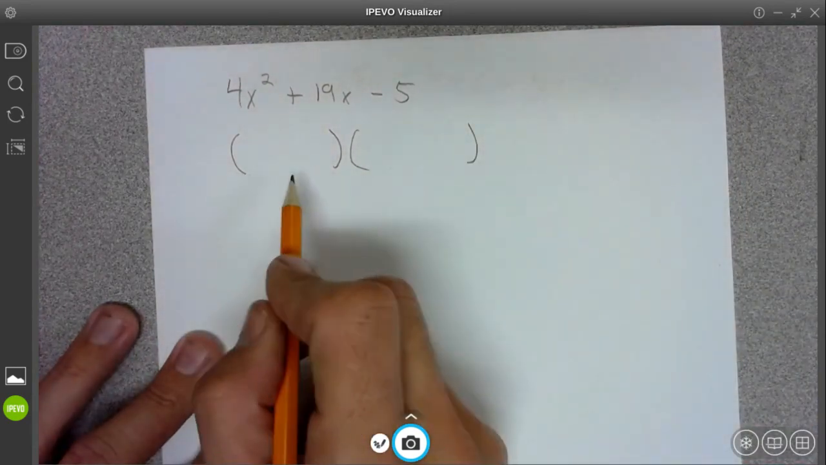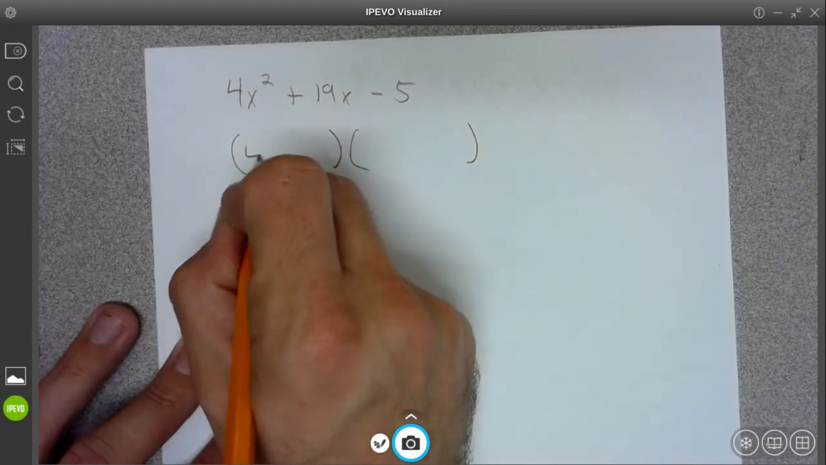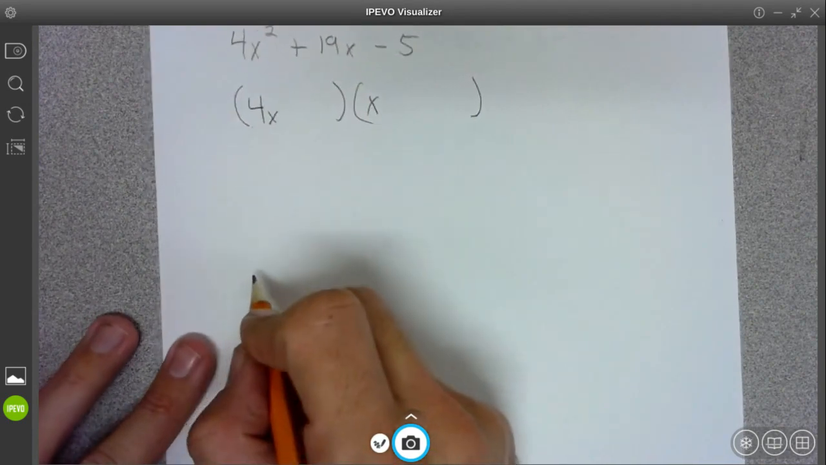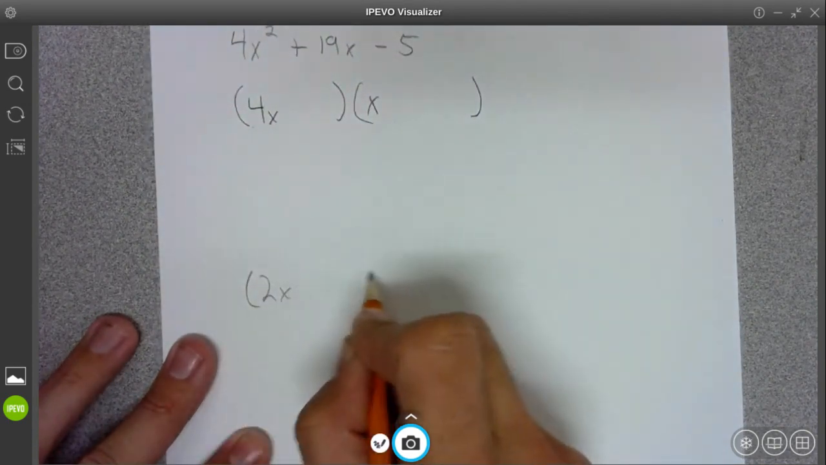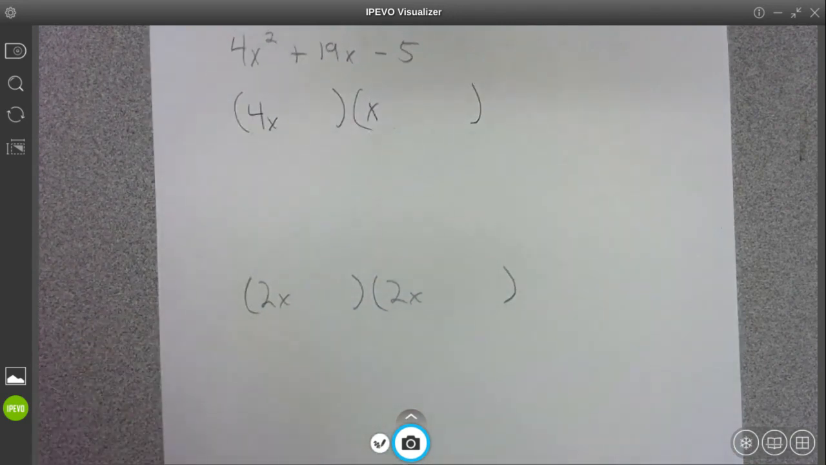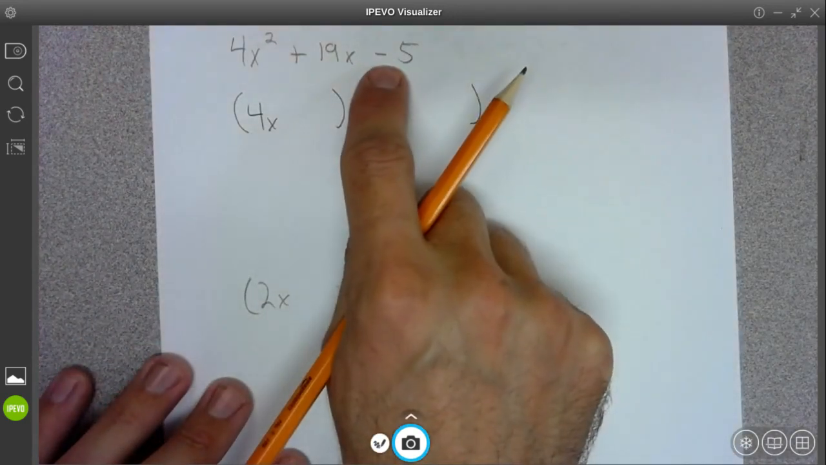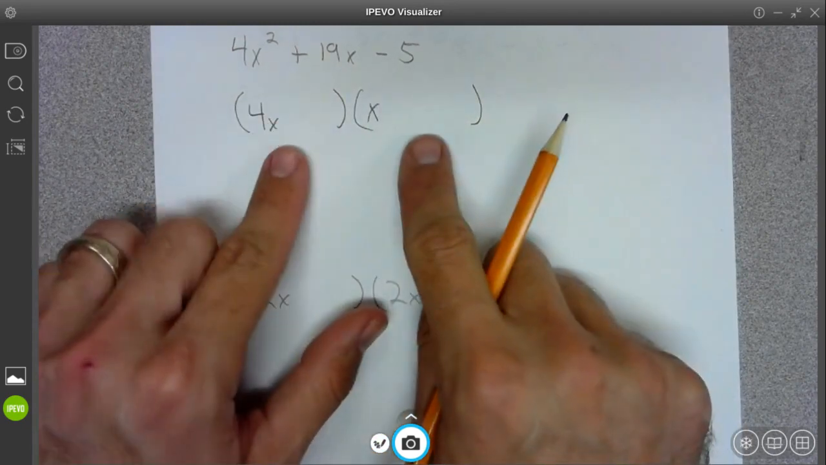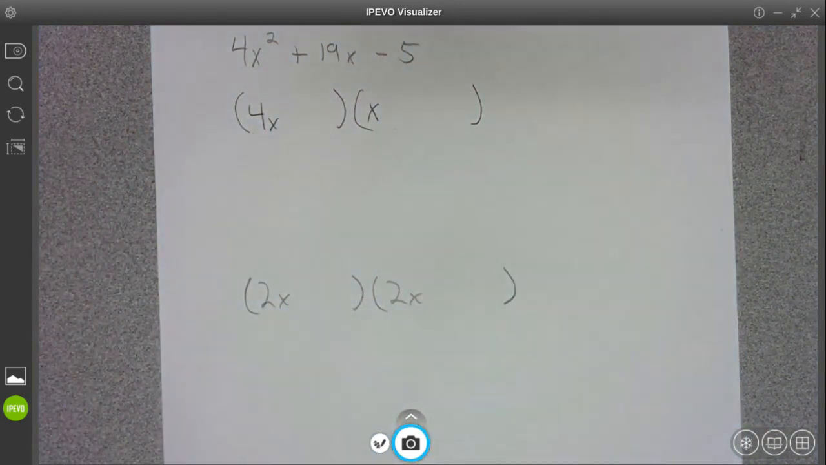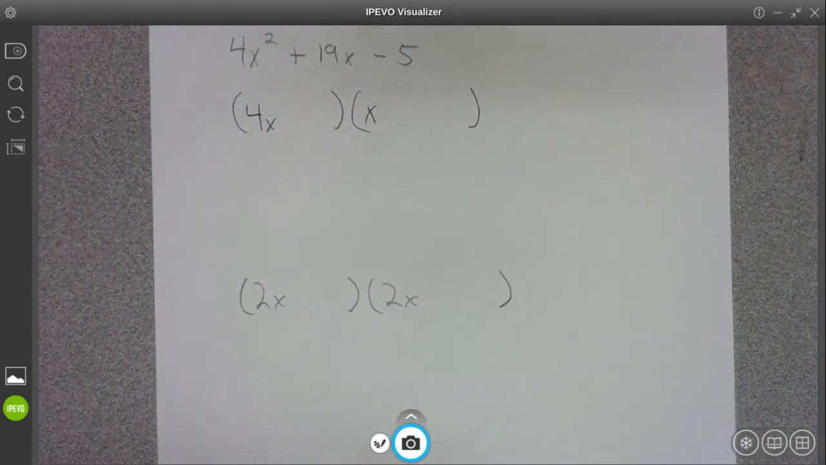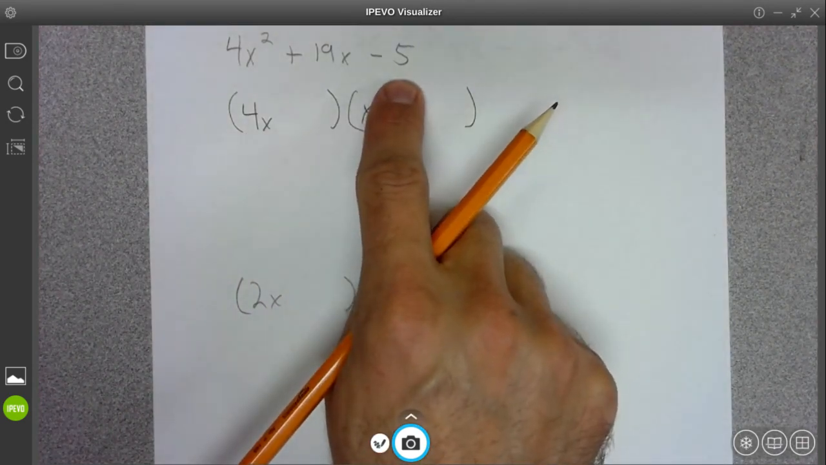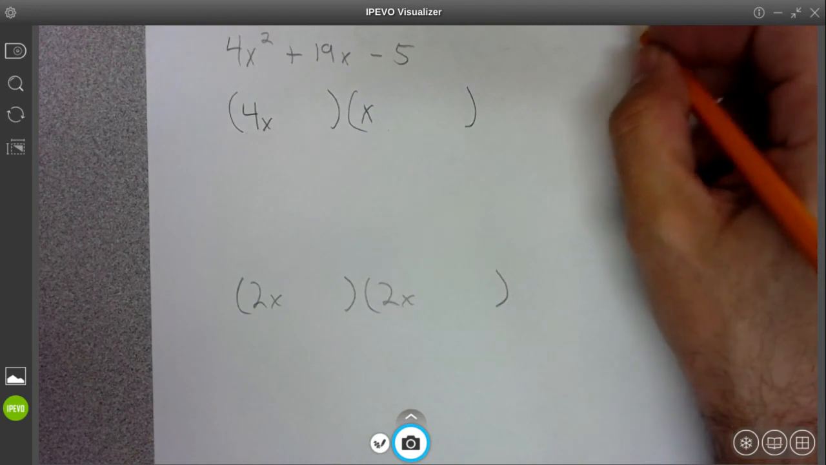So these first two are going to have to multiply to 4x squared. It could be a 4x and a 1x, or it could be a 2x and a 2x. Now, because they're different signs, one's positive and one's negative, the order is definitely going to matter. So we're going to have to try a couple of things here. The good news is that it's a 5, so there's only one way to multiply and get 5.